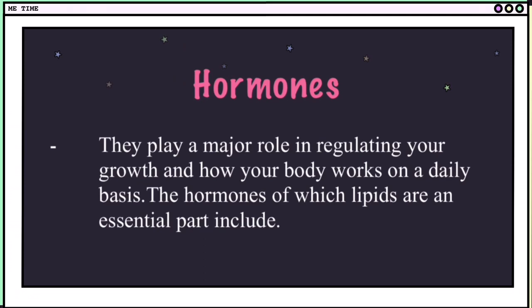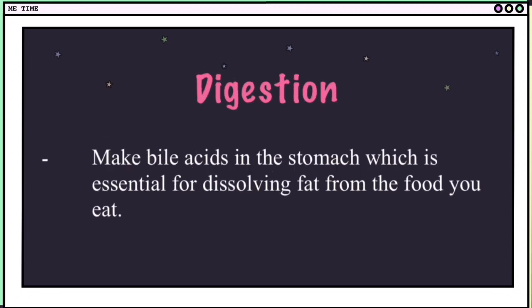The third one is hormone. They play a major role in regulating your growth and how your body works on a daily basis. The hormones, of which lipids are essential part include. Next is digestion, made by acid in the stomach, which is essential for dissolving fat from the food you eat.